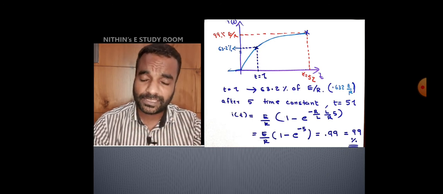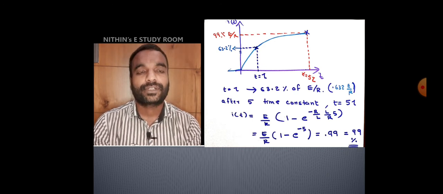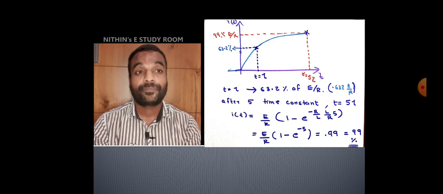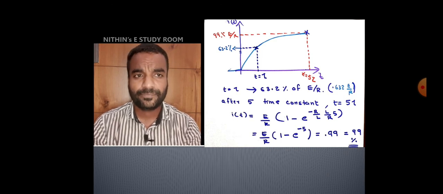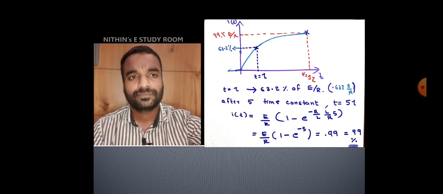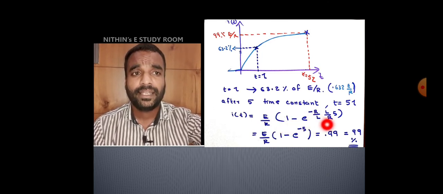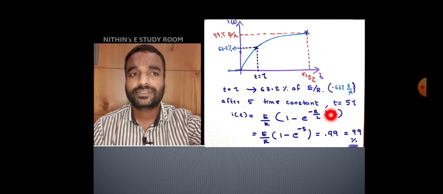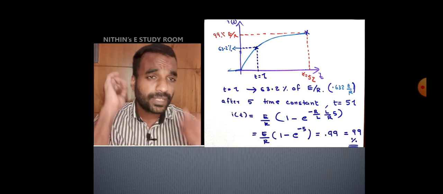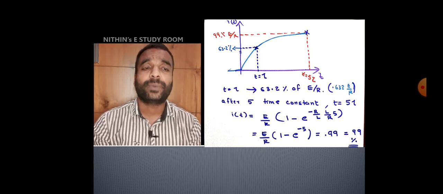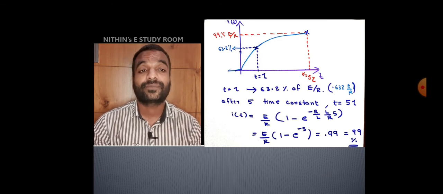Then if you want to find the particular percentage of output E by R, or the present value you obtain, you have to substitute t is equal to 5 tau in the standard equation. What was the standard equation? I of t is equal to E by R into 1 minus e raised to minus R by L into t. Initially it was t. Now instead of t, you are giving 5 tau or 5 into L by R. So L by R and R by L will cancel. The equation will become E by R into 1 minus e raised to minus 5. That is 0.99.